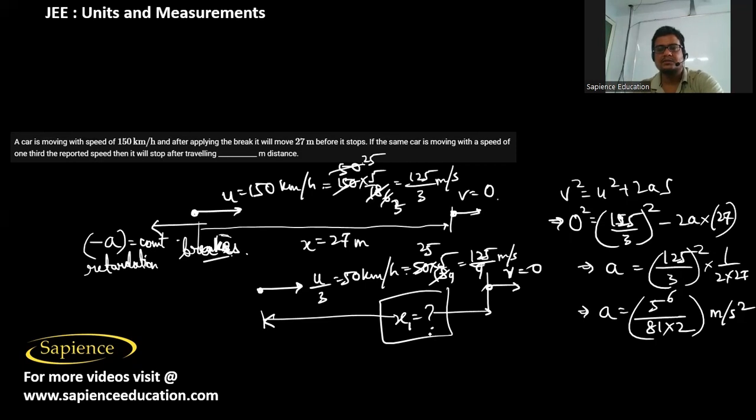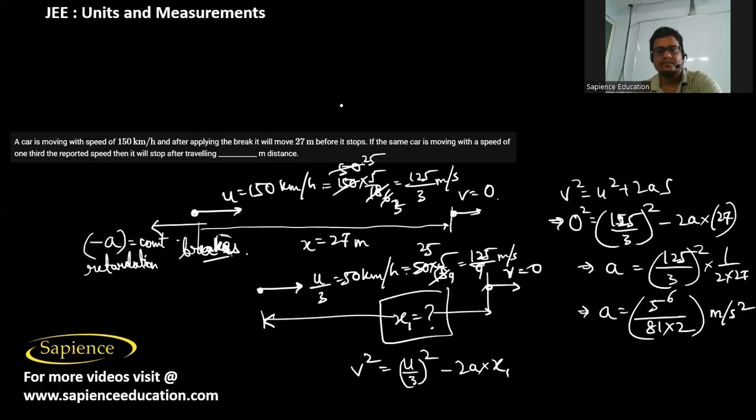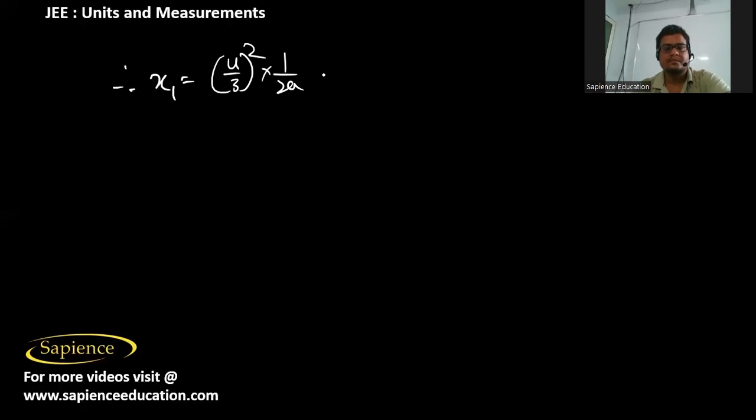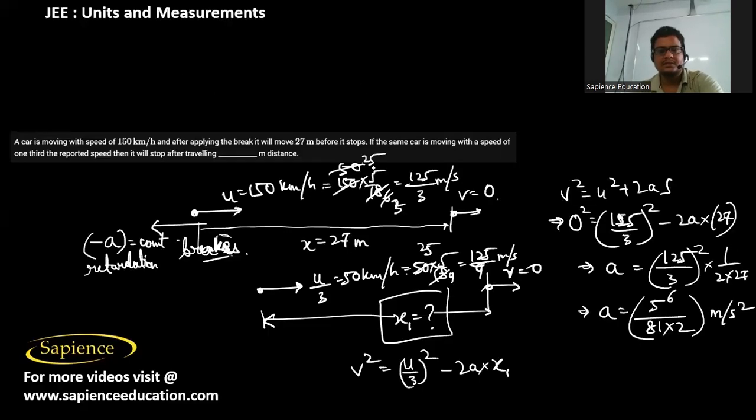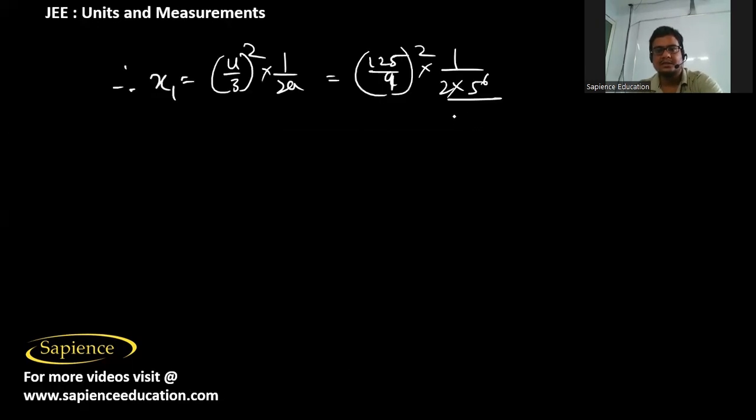Now this x1 we have to find out. Similarly, here we can say v square equal to u by 3 whole square minus 2a into x1. V is 0. So therefore x1 will be equal to u by 3 whole square into 1 by 2a. So which is 125 by 9 whole square into 1 by 2a. A is 5 power 6 divided by 81 into 2. These two will cancel out.